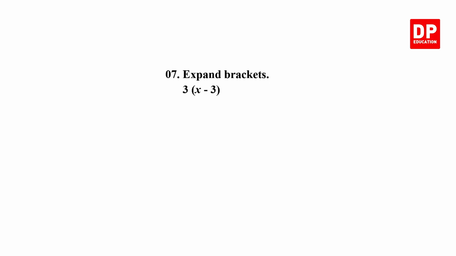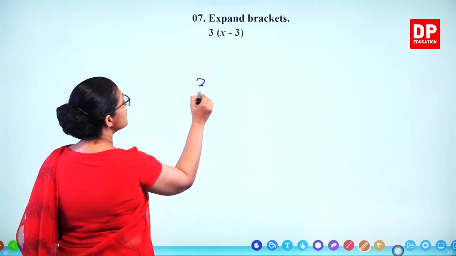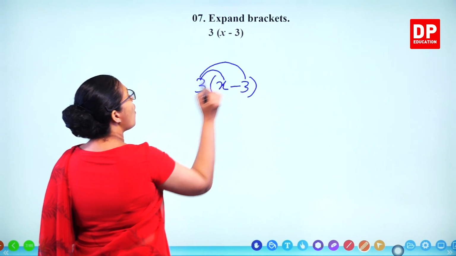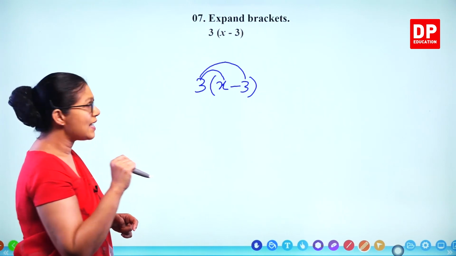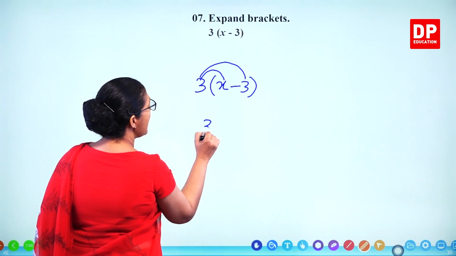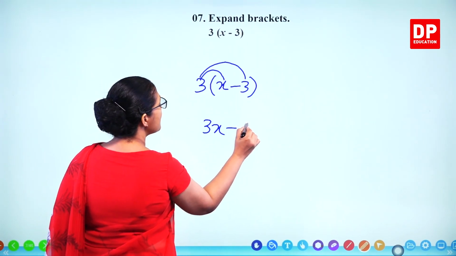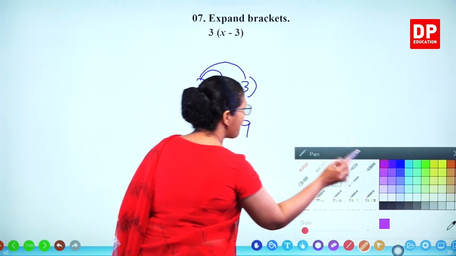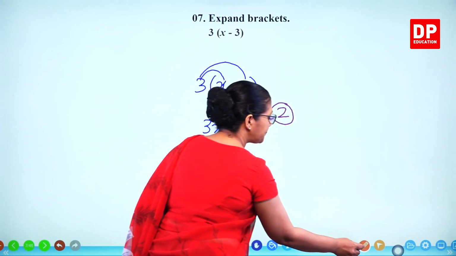Question number 7. Expand brackets. When you are expanding, what do you do? You multiply all the inside ones with the outside number. 3 times x, 3x. 3 times minus 3, minus 9. 2 marks.